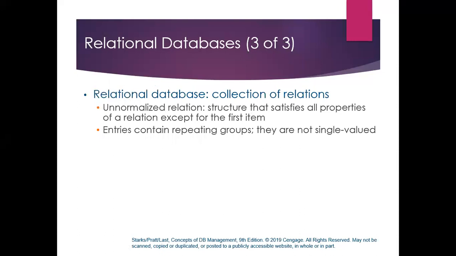Occasionally, you may encounter a situation where a table meets all of the above mentioned requirements to be considered a relation except the first one. That is, some of the values or entries are not single valued. Such a structure is called an unnormalized relation. We will be discussing the topic of normalization in Module 4.